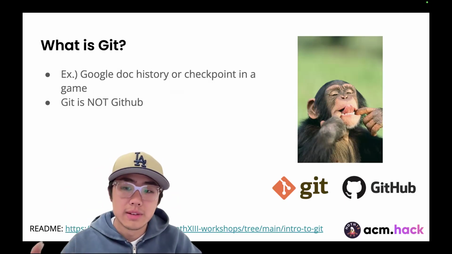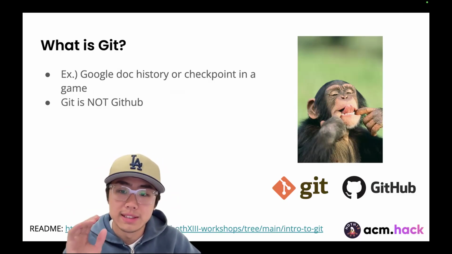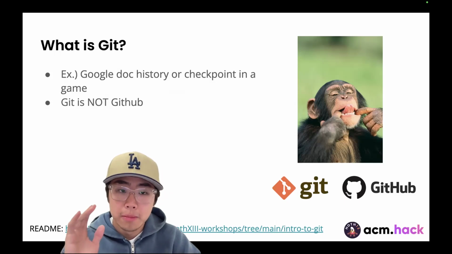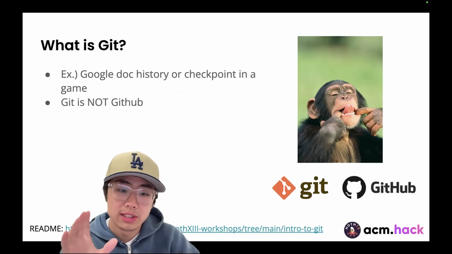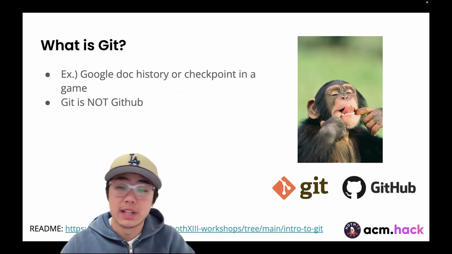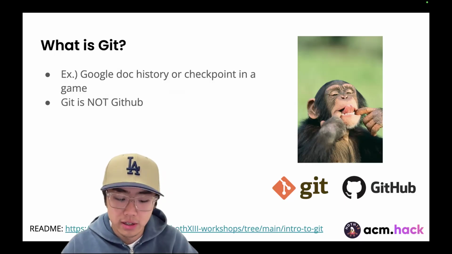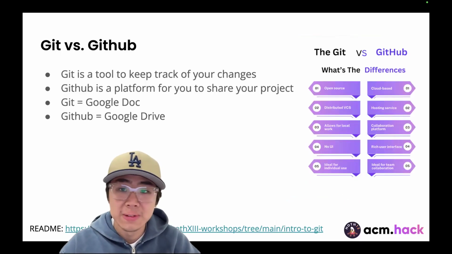But the biggest difference is that Git is not GitHub. They're not the same thing, right? I'll explain a bit later, but Git is local, which is on your computer. It does not need internet. And GitHub is online, which is like a platform. And I'll explain it later when I'm talking about GitHub.